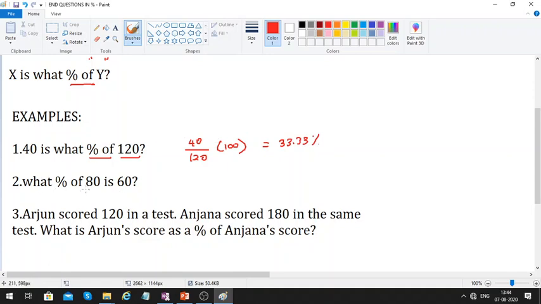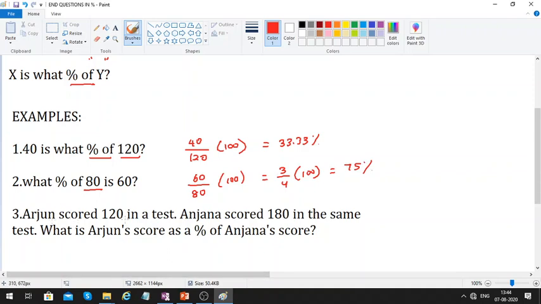Same way, the next one is, what percent of 80 is 60? Here we are dealing with percent of 80. So we have to put 80 in the denominator, then 60 in the numerator. So 60 by 80 into 100, which, if you calculate, gives 3 by 4. If you cancel it with 20, 20 3s are 60, 20 4s are 80. 3 by 4th of a number is 75%.